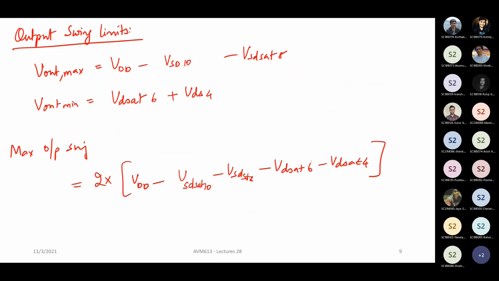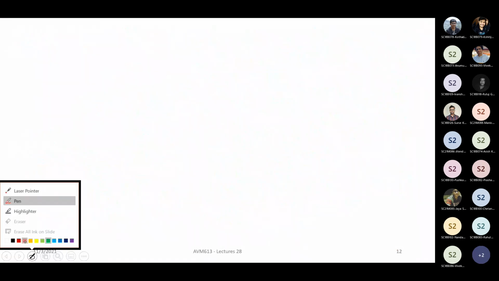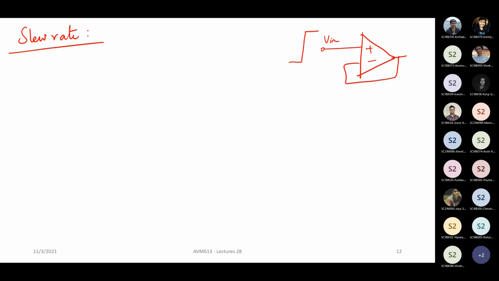Okay. Now, lastly, let us look at the slew rate. Now, slew rate in a folded cascode op-amp has a slightly different behavior. So what we are going to do is we are going to take this folded cascode op amp and put it in unity gain feedback. All right. Now, this is a single-ended op amp, obviously, and then we are going to put it in unity gain feedback, and let us give a large input step.